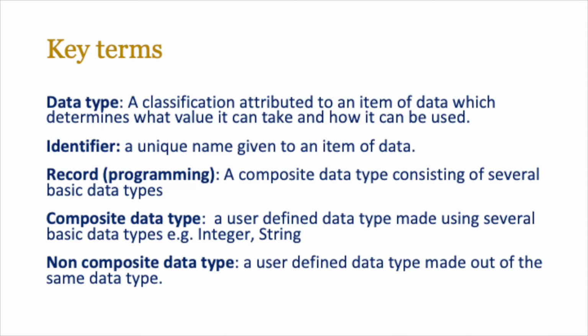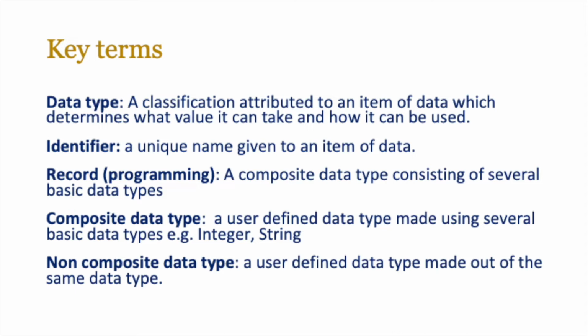Record perhaps is a new data type that you might have encountered at AS level. It basically is a composite data type consisting of several basic data types. So if string and integer are basic data types, you can create a record which can hold two values. One of them could be a string, the other one could be an integer. Now you can't do that in base data types, but you can do that using a record data type.